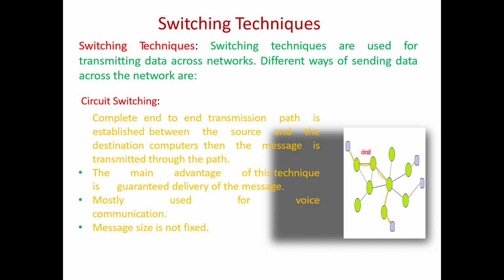In that type of network, the message size is not fixed. It can be understood this way: we can pass a message in 1 second, 1 minute, or in 1 hour. There is no limitation on passing a message on the telephone network. So the telephone network is a good example of circuit switching.